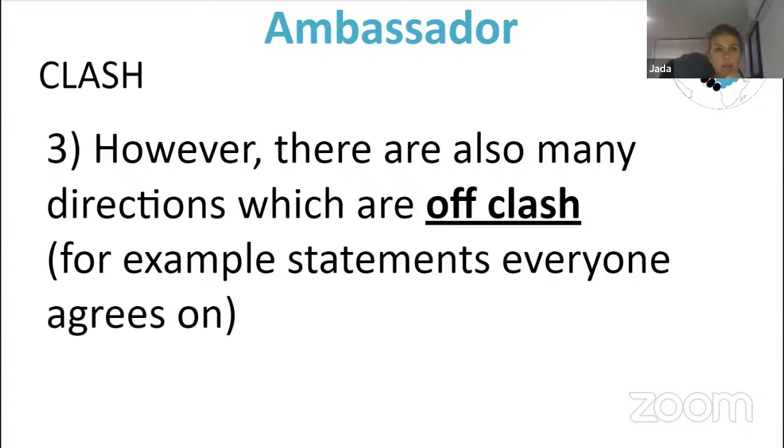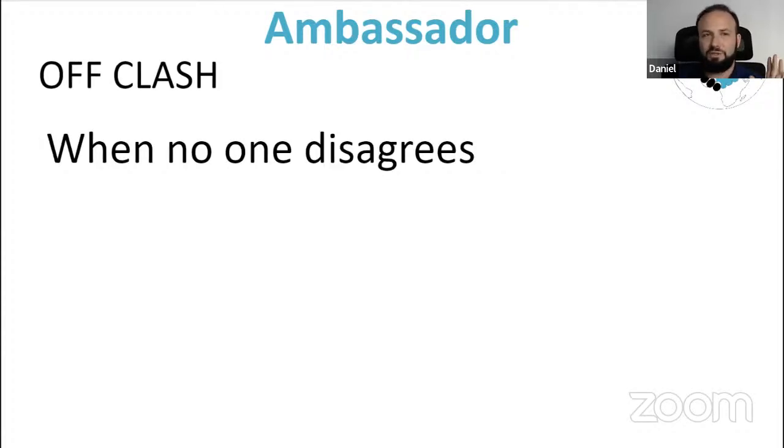However, there are also many directions which are off clash. For example, statements everyone agrees on. Great. So we see here that there are many places we can clash, and there's also something called off clash. So what is off clash? Off clash is when no one disagrees, where the statement is so general that no one has an issue with it. And this is something we find happens with students often, that they bring a point which no one is really going to disagree with.